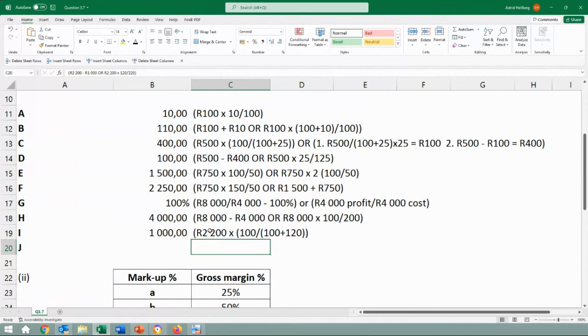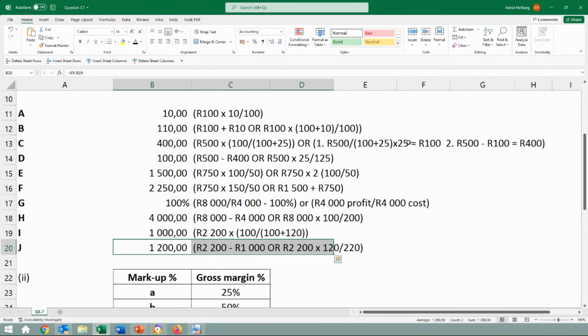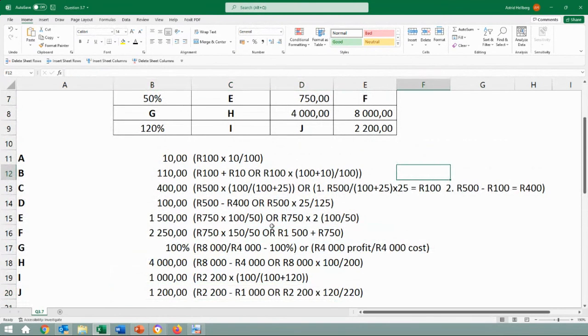So you take the 2,200, you multiply it with the 100, we want to get to the cost, but the sales price is currently the 100 plus the 120 markup percentage, which is the 220. And that will give you that percentage. And then the profit in that table would be the 2,200 less the 1,000 we worked out to give us 1,200, or you could have taken the sales amount, multiply with the 120, the profit percentage I want to work out, divide by the 220 would give you exactly the same answer.